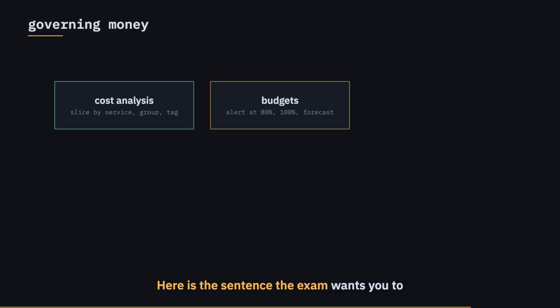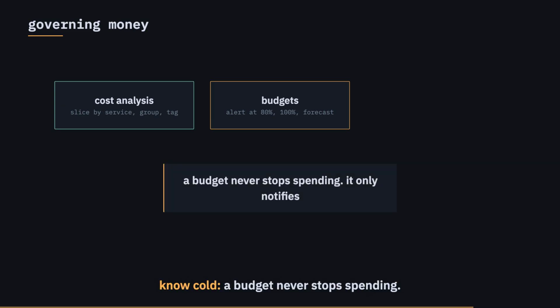Here is the sentence the exam wants you to know cold. A budget never stops spending. It sends notifications. It does not switch anything off. Azure will happily bill you straight through a blown budget, and answer choices claiming a budget shuts down resources are wrong. If you genuinely want automation, a budget can trigger an action group, and the automation you attach does the stopping. The budget itself only speaks.